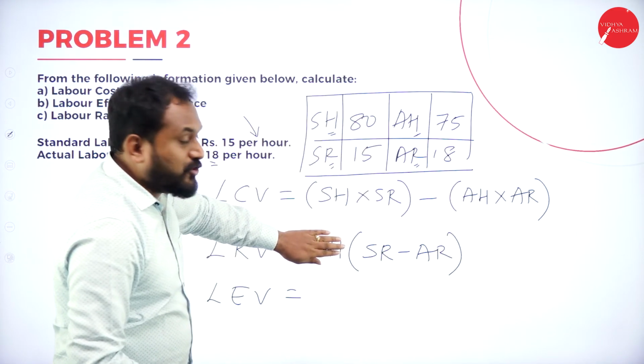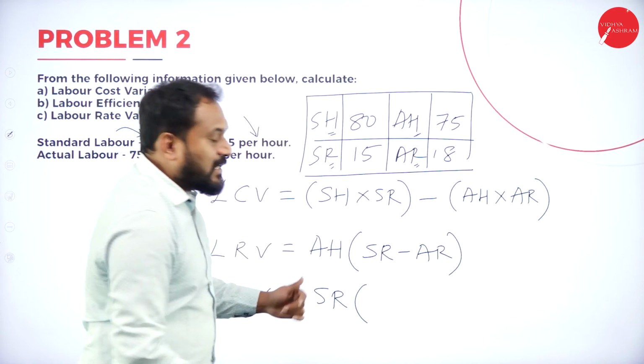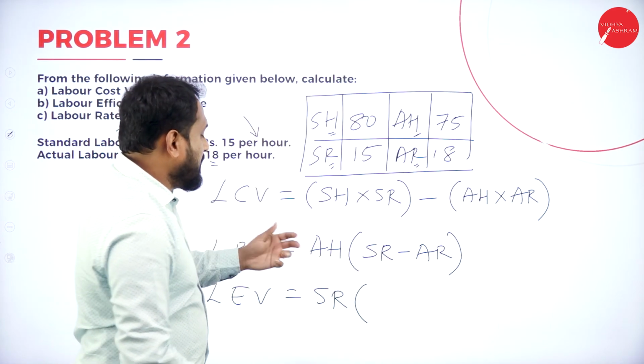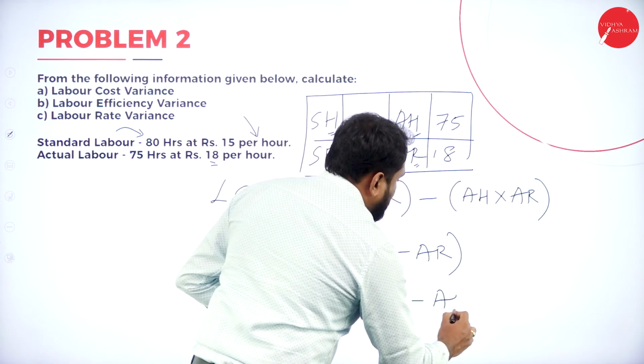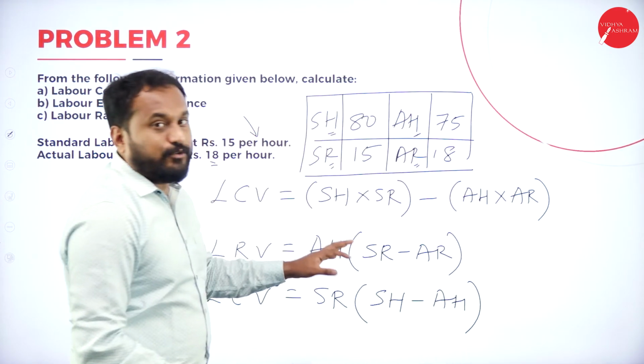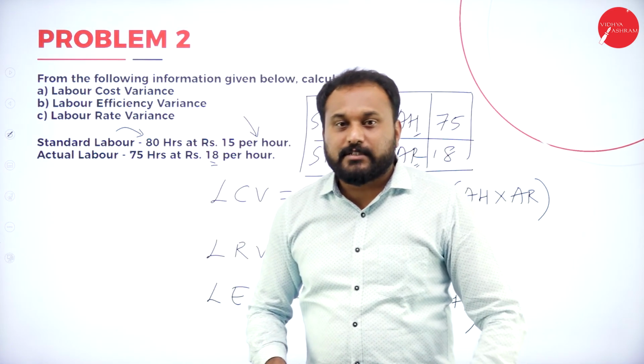Now you block AH. What is the first one? SR. SR is there. Rate has come out, what will come in? The hours will come. What will come first? Standard hours minus actual hours. You substitute, you verify, you give me the answer. This is how you are supposed to go with it, students.